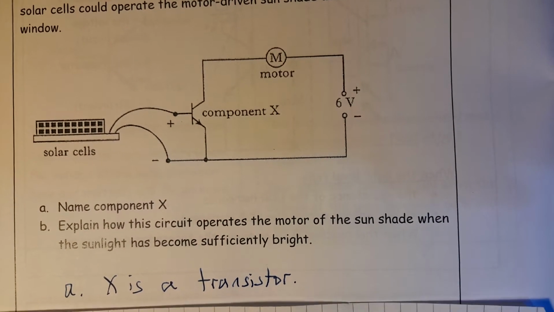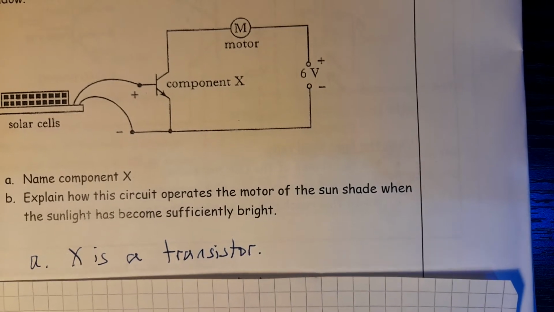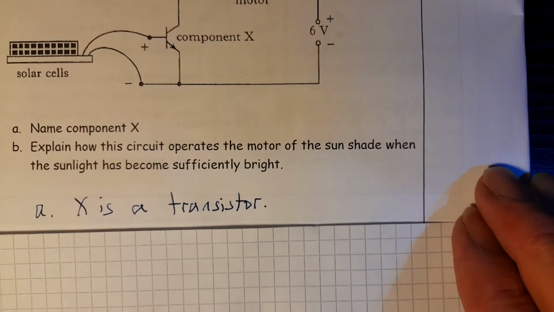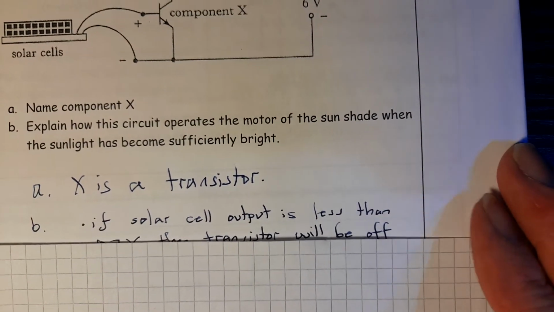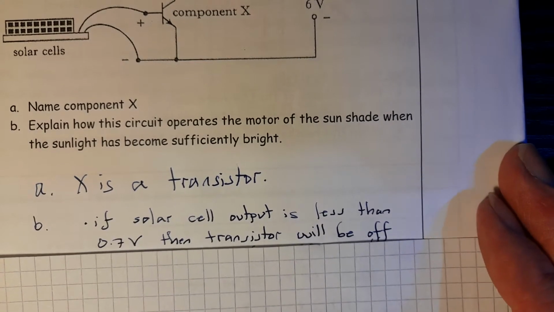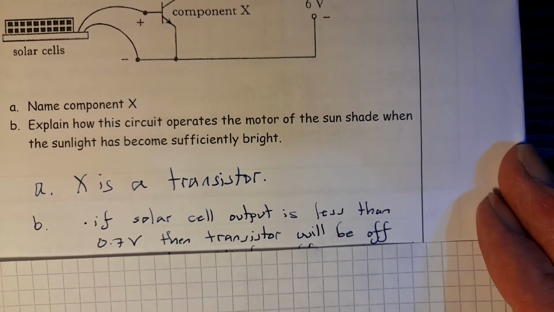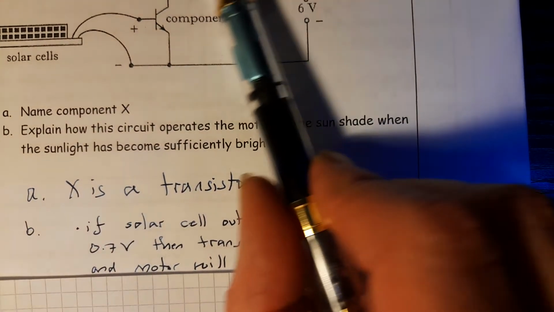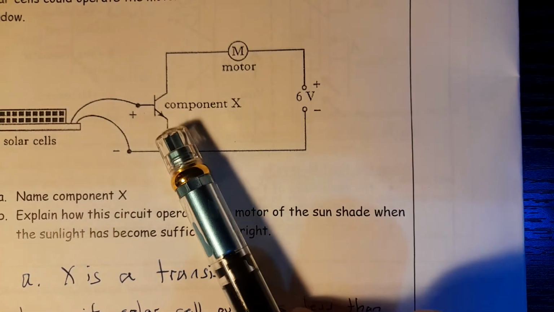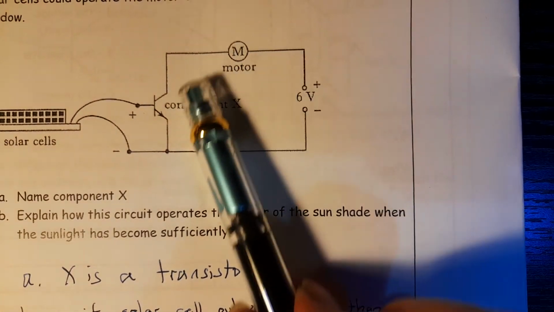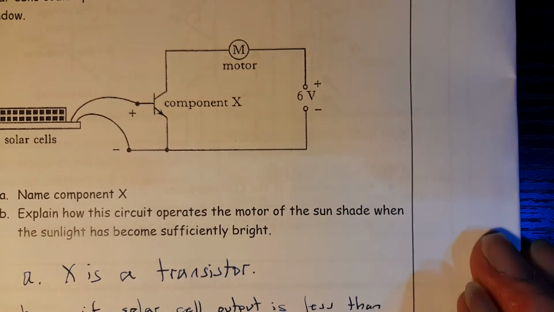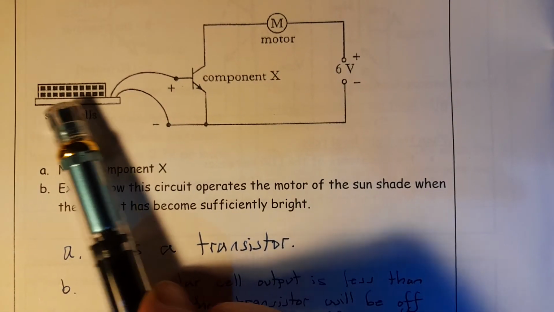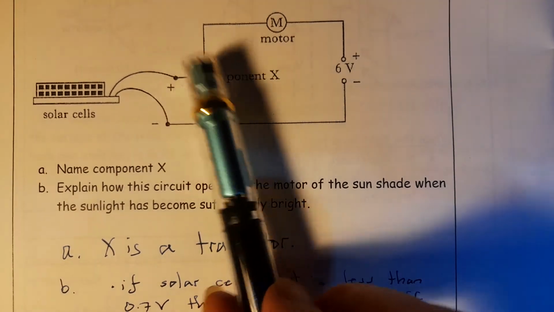Next part, B. Explain how this circuit operates the motor of the sunshade when the sunlight has become sufficiently bright. So for your description, you could start off by pointing out that if the solar cell output is less than 0.7 volts, then the transistor will be off. And that means that because the transistor is part of the circuit with the motor, if this part here is off, then the circuit for the motor is not complete. So that would apply if it's dark: there will not be very much voltage produced by the solar cell, which would mean the transistor is off.